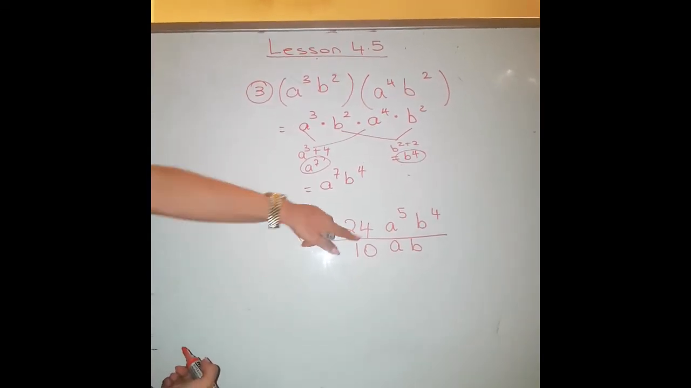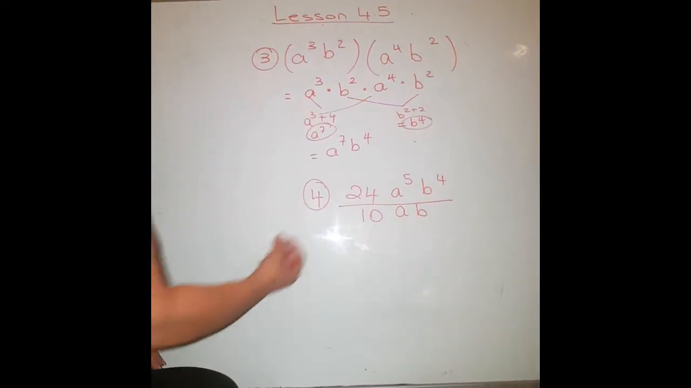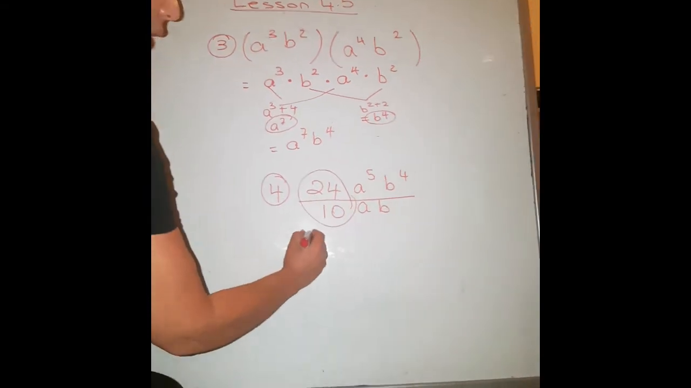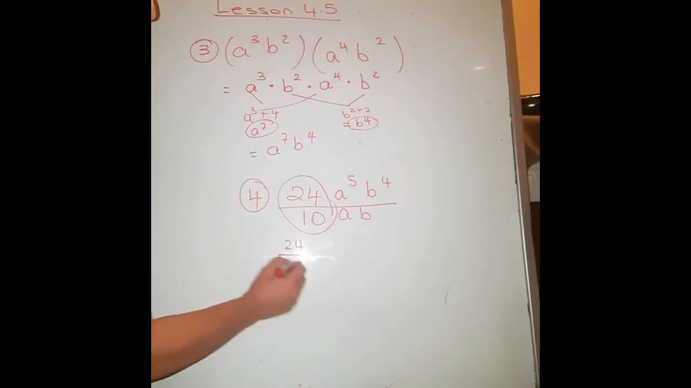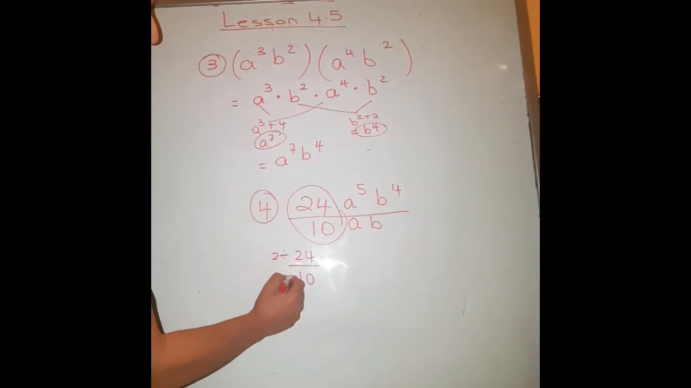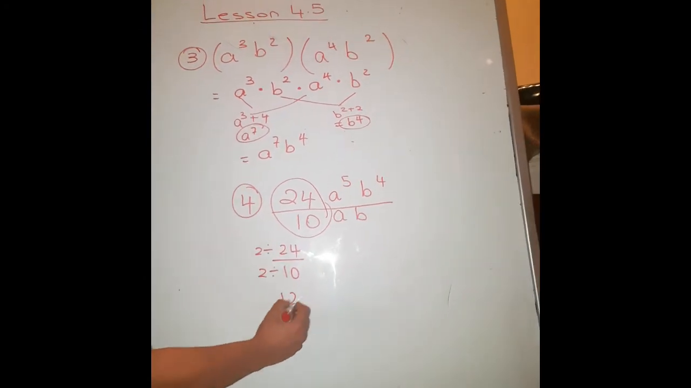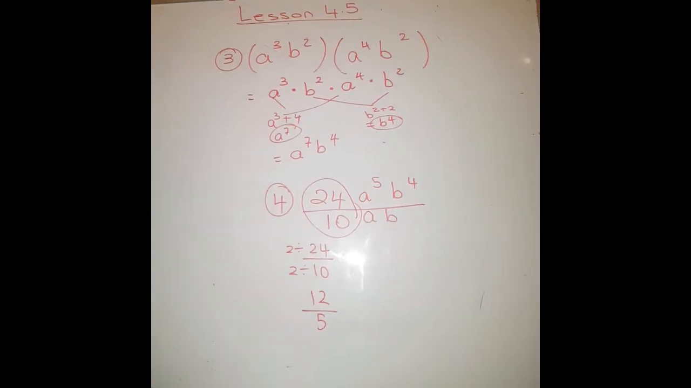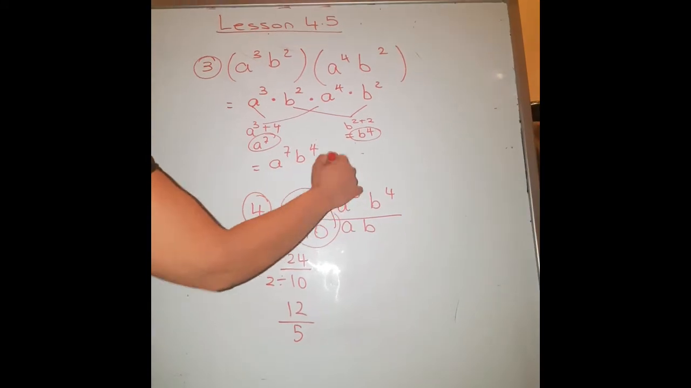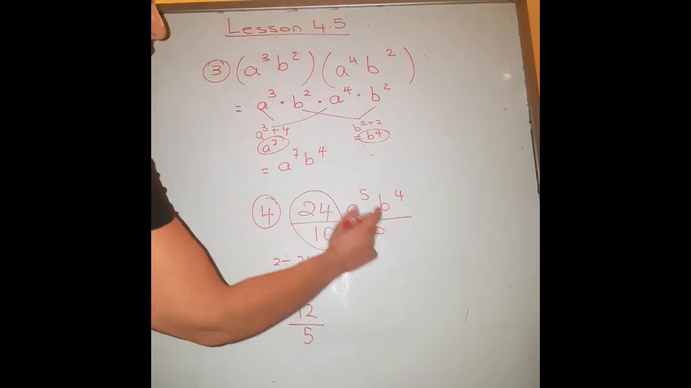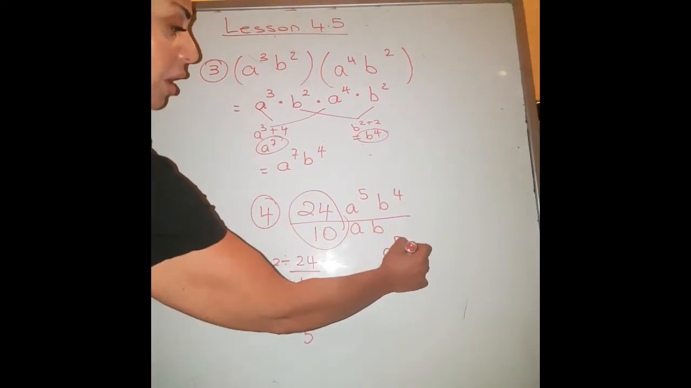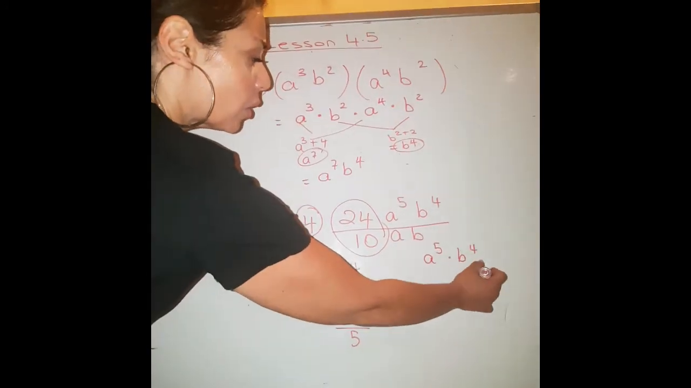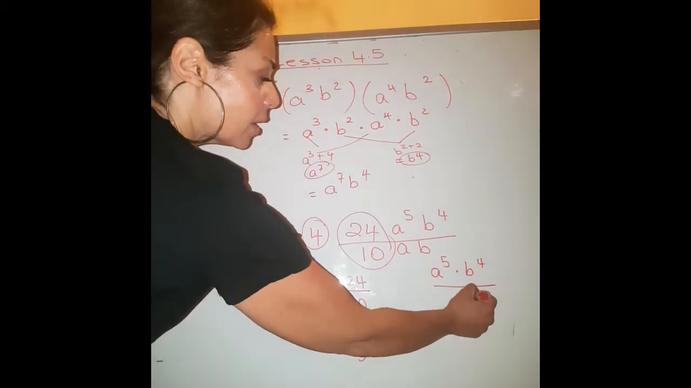The fourth example is this. Now I'm starting to divide. I take my fraction on a side and I start simplifying it. I'm going to divide by 2, which is 12 over 5. I cannot divide anymore. And now I start looking at what's common. What does this mean? a^5 times b^4 over a times b.